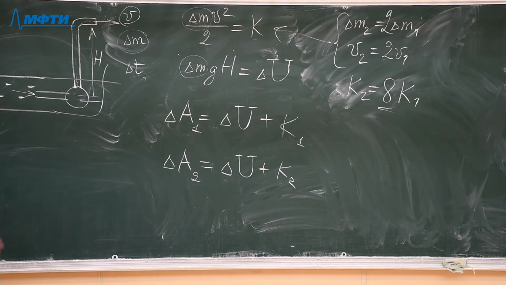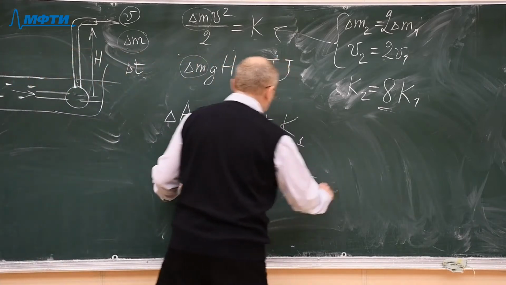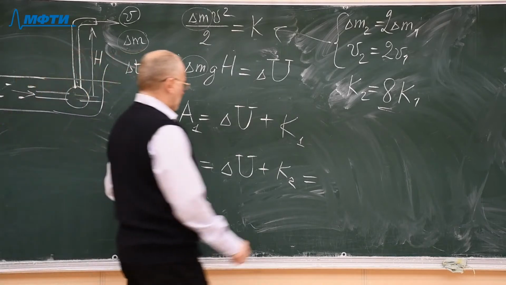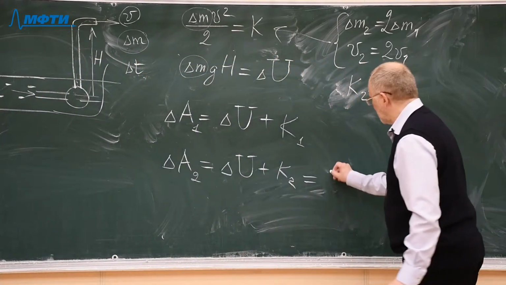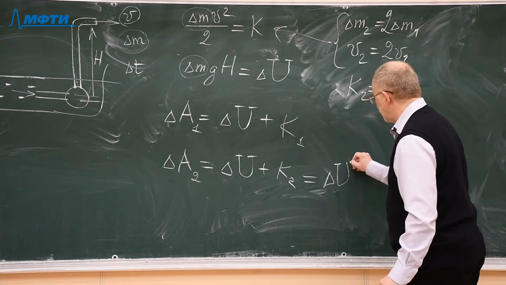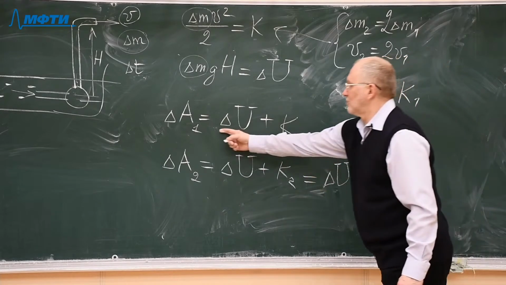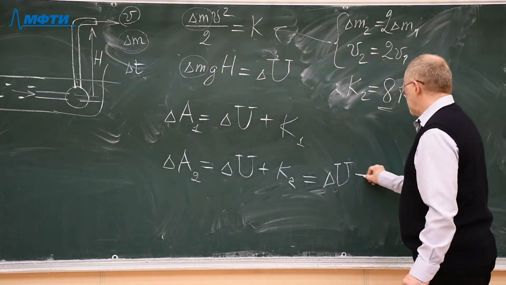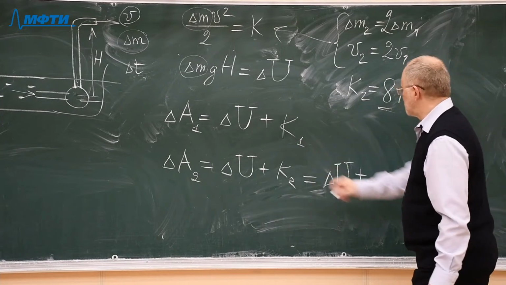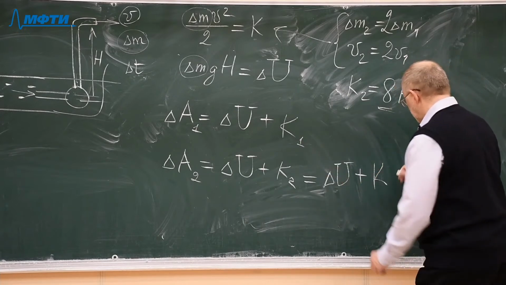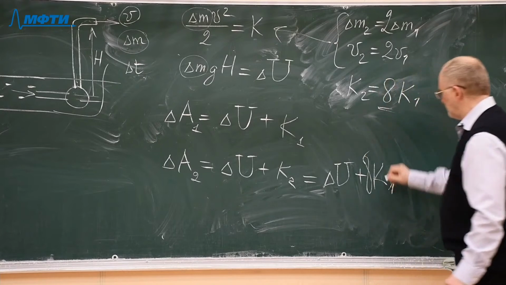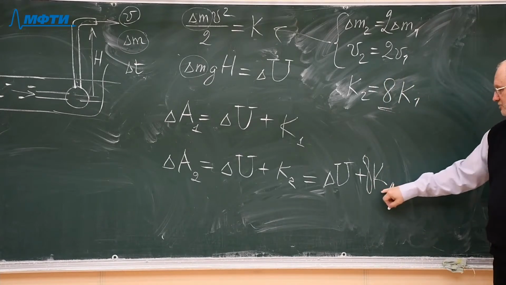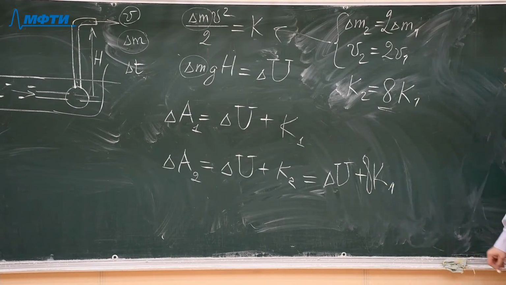So what we have here, the work produced by a more powerful pump will be expressed through the same change in potential energy, the same quantity as here, because the height has not changed, and 8 times the amount of initial kinetic energy. Potential energy is the same, but the kinetic energy increased 8 times as compared to the initial pump power.